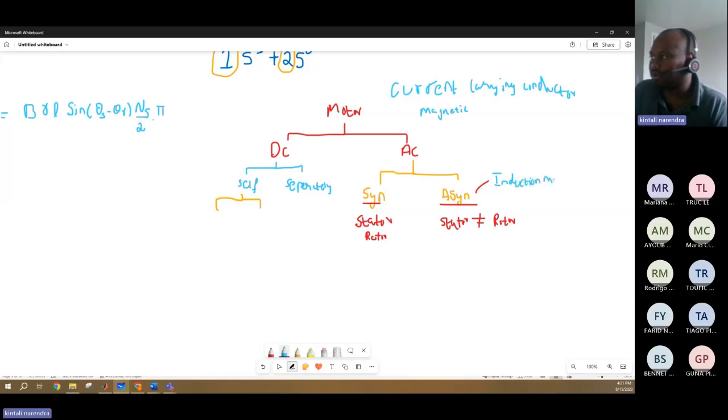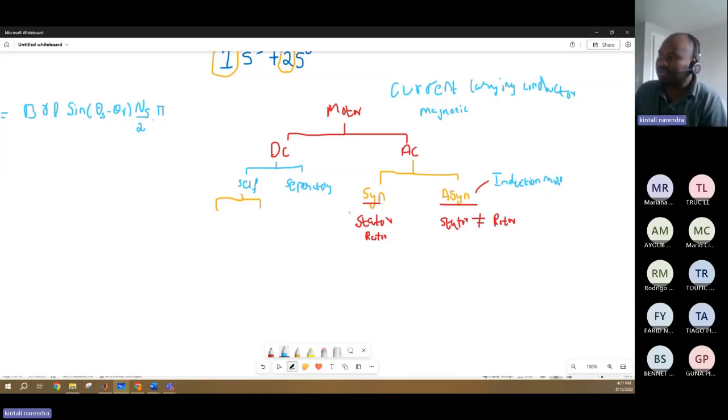Okay, induction motor is an example of asynchronous motors. Here the stator and rotor are at two different speeds. Now coming to synchronous motors, we have permanent magnet synchronous motor, brushless DC motor, reluctance motor, switch reluctance motor. And there are a few other motors also. As we go ahead, I will tell you those details.